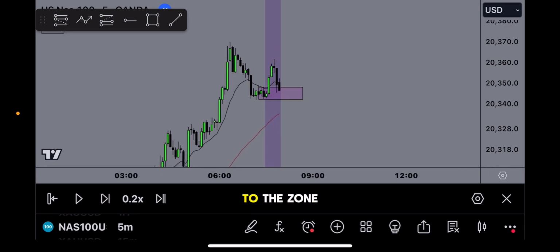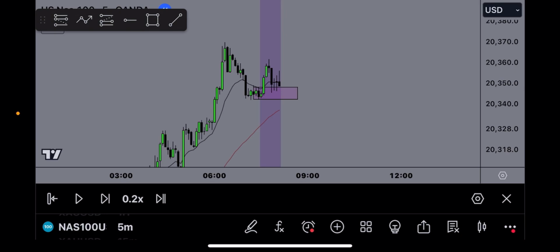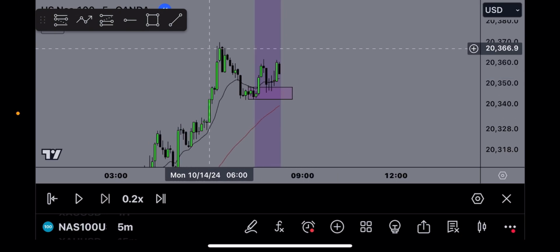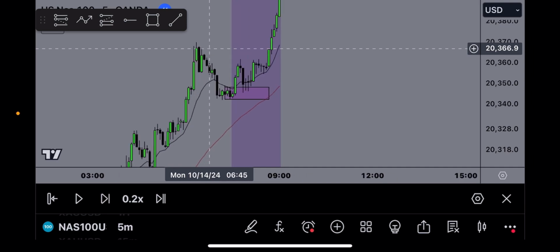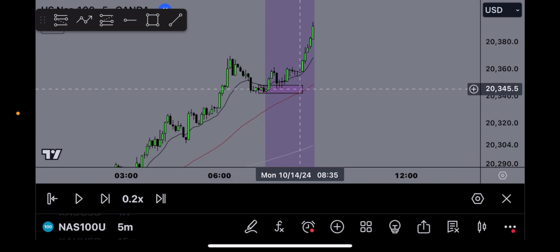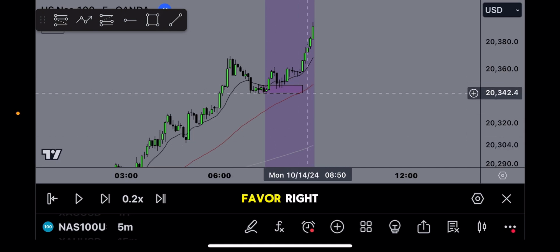Okay, price came to the zone, rejected off the zone. And even though it never broke the recent high, price still continued to go up. Boom. Right? And why is that? Because the 3 MAs are under price, separated, and in our favor.